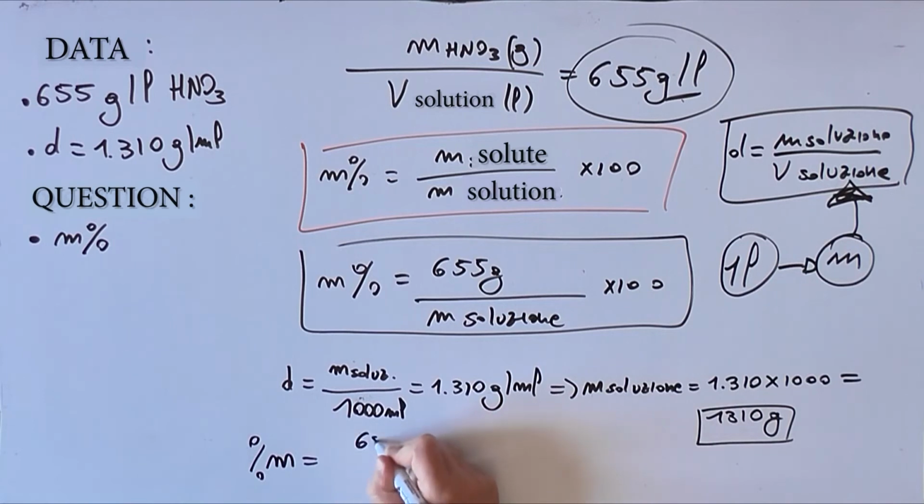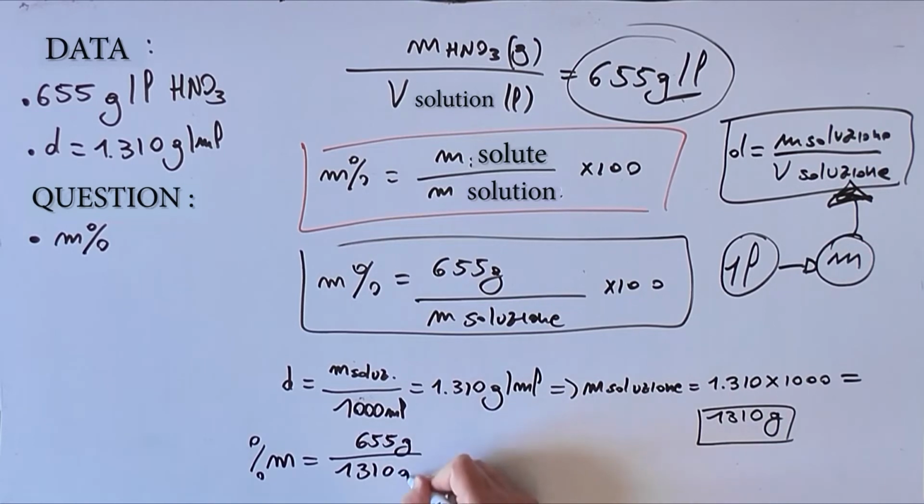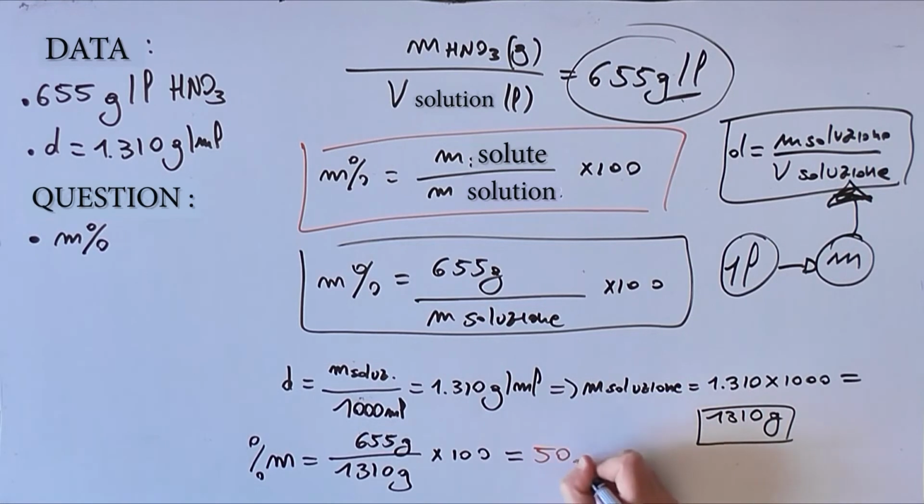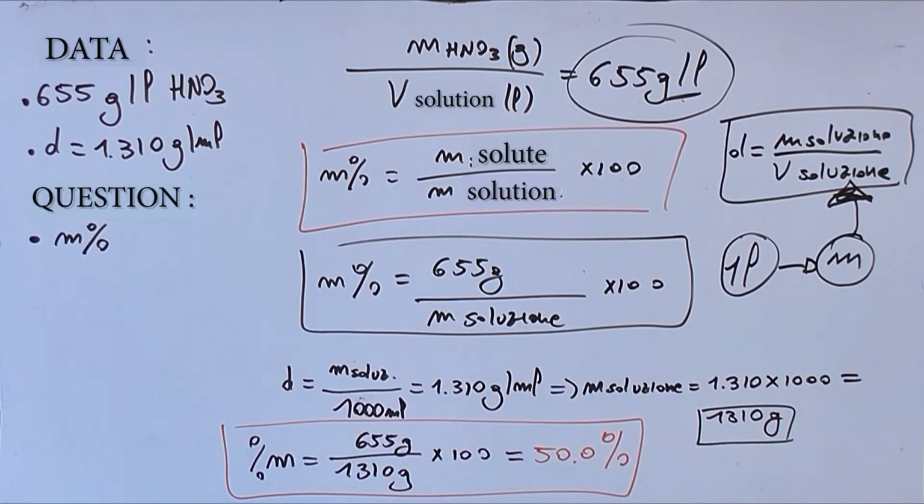So it's 6.55 grams divided by 1310 times 100, and if you do your maths, it's 0.5%. So this was the answer to my sixth problem, which helped us use the concept of density to go from a concentration expressed in volume to a concentration expressed only by mass.